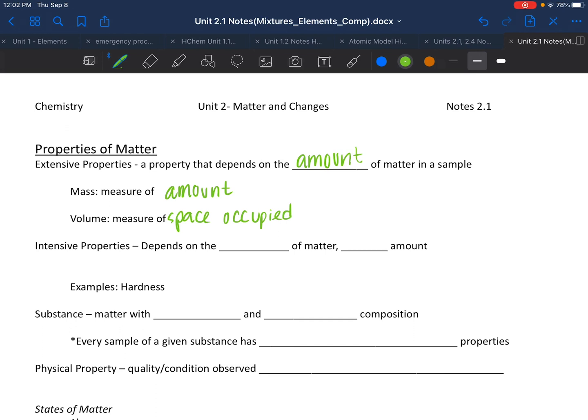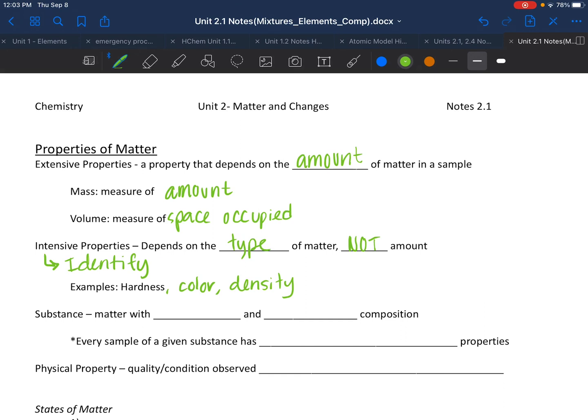And so we have to also talk about intensive. The reason why intensive is so important is these are used to identify what we're working with. Intensive properties depend on the type of matter, not the amount. So this is how they differ. Examples would be hardness, the color, it doesn't matter how much you have, the density, it does not matter how much you have, but these are things that can help identify what type of matter we're looking at.